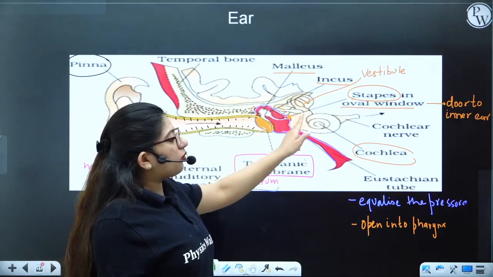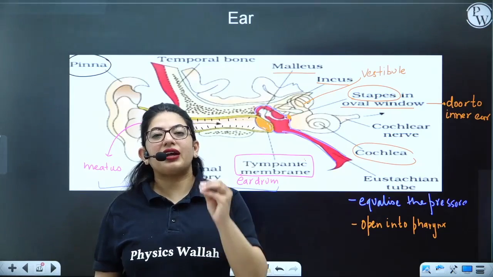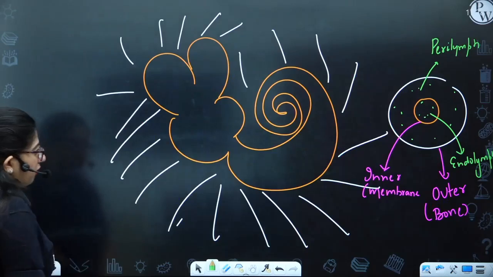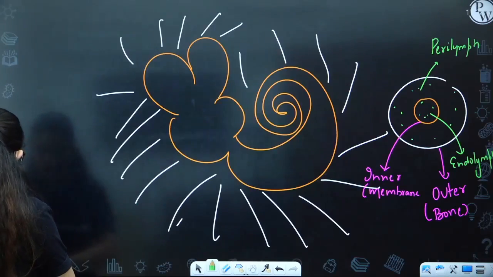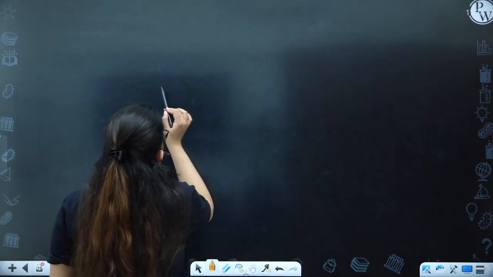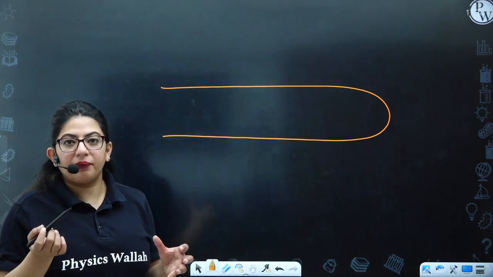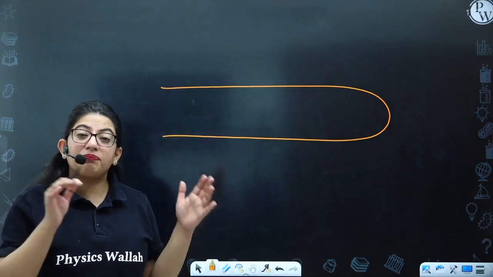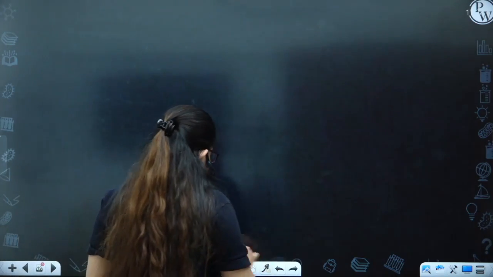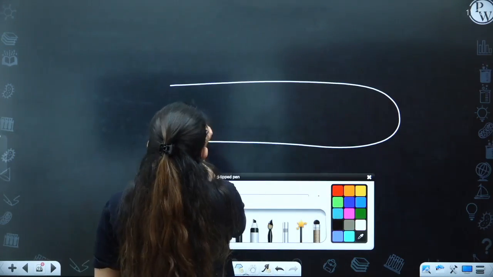Now the sound is going to enter into the inner ear. Now what will happen inside the inner ear? For that you need to understand the structure of the inner ear in more detail. So let's draw the structure of the inner ear. So if I have this structure, I have opened the cochlea. The vestibule's function is in balancing, but the cochlea's function is in hearing. So the outer labyrinth is made up of bone. Yes, this is a bony structure, and the inner labyrinth is made up of membrane.